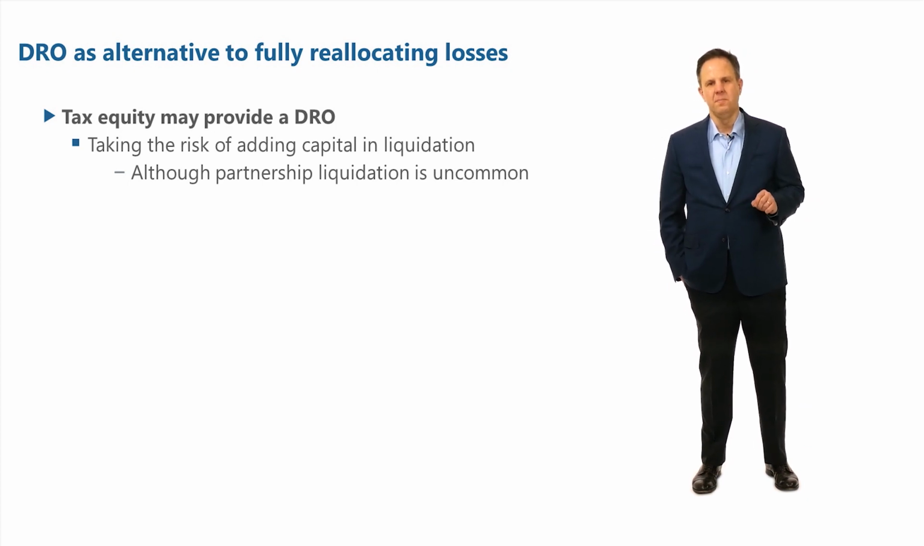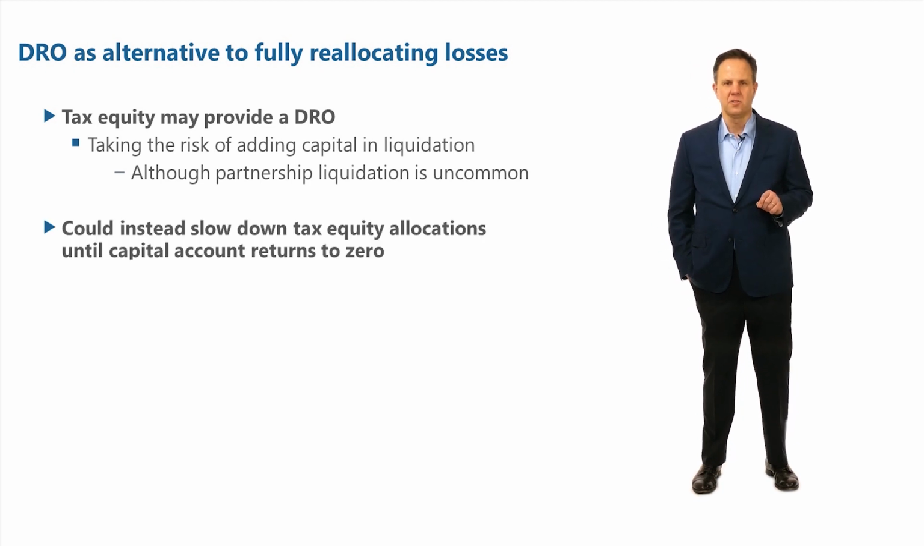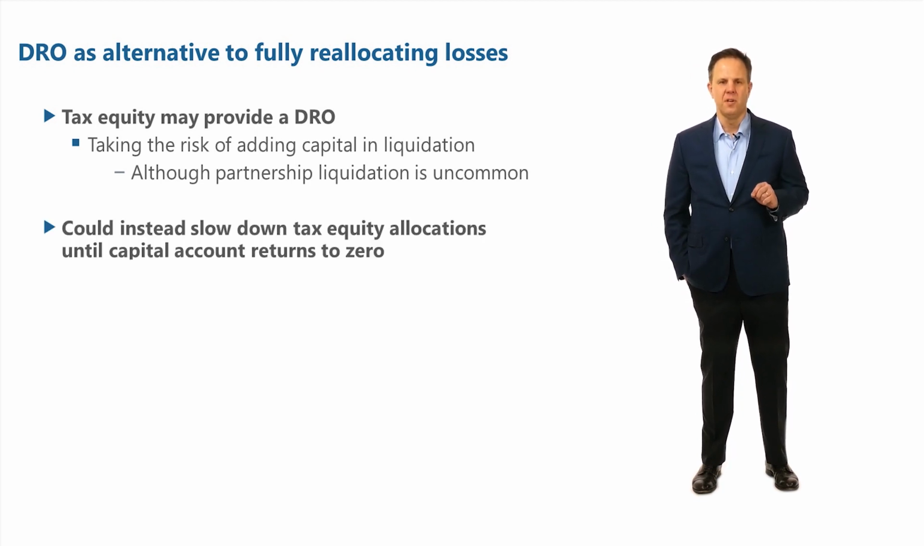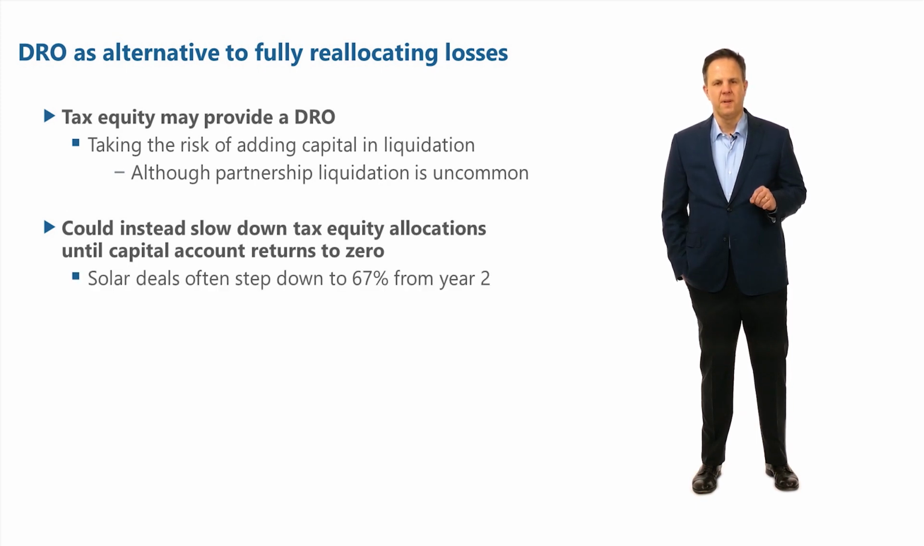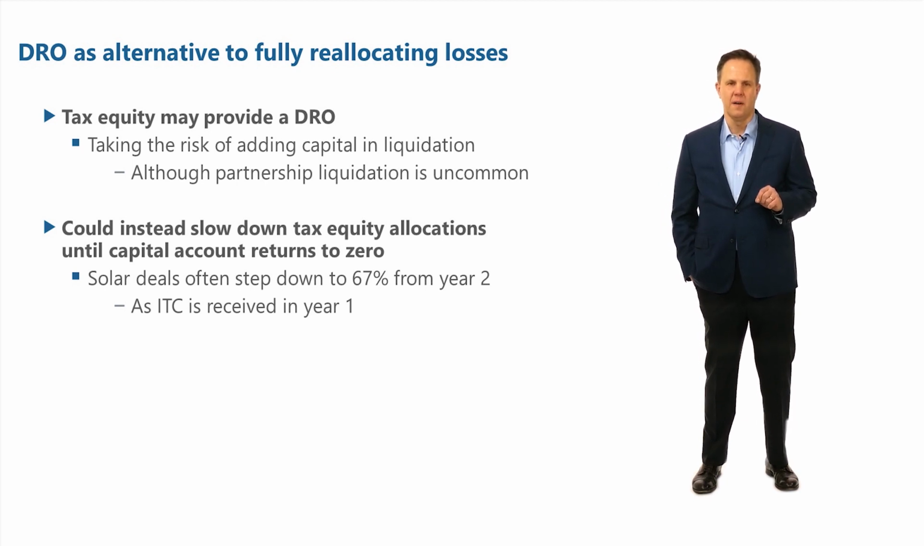Alternatively, the deal could be structured to slow down tax and/or cash allocations to the tax equity investor until the capital accounts return to zero. This works well in solar deals, where, as we mentioned earlier, the tax benefits may be stepped down to 67% after year 1. ITC is front-ended all in the first year, and with the tax credit being the largest benefit for the tax equity investor, the allocation to the tax equity can be reduced after receiving the ITC to avoid the capital account going negative. The tax equity investor forgoes some tax losses, but overall the economics stack up well.